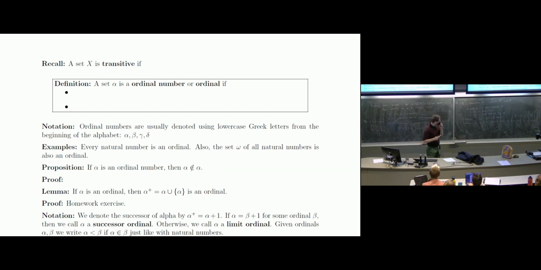So the idea is, you've taken alpha, which is well ordered by less than, and you've added something bigger than everything else. So you've extended your well order by one step. That's the idea. If alpha is already transitive, this is transitive, and if alpha is well ordered by less than, this is well ordered by less than as well.